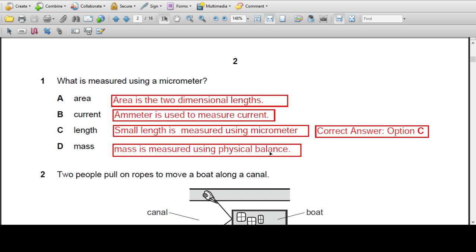And mass is measured by a physical balance. So we have defined the other terms here as well for future exams, so that other questions may also be answered instead of this micrometer. So for the ammeter, in that case, option B would be the correct answer. But here we are using a micrometer, so the correct answer is length.